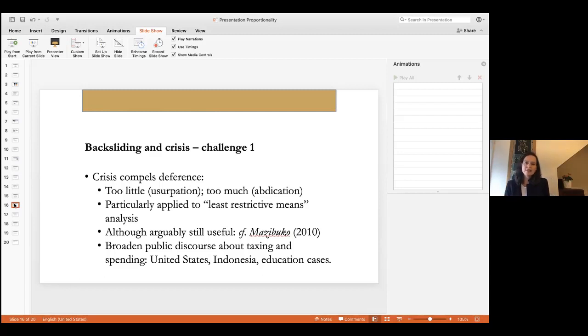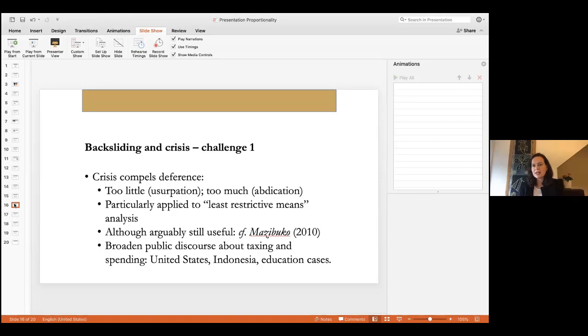The first is that the kind of crises in which we're seeing these backslidings occur is a context which compels deference on the part of the court. So it's an age-old problem with economic and social rights that with too little deference, the court usurps the legislative and executive branches, and then you have a juristocracy. With too much deference, the court abdicates its role as a defender of constitutional rights. So that's the difficult equation that the courts have to mediate in every economic and social rights dispute. But in the context of crisis, that becomes a far, far more difficult line to hold on to.